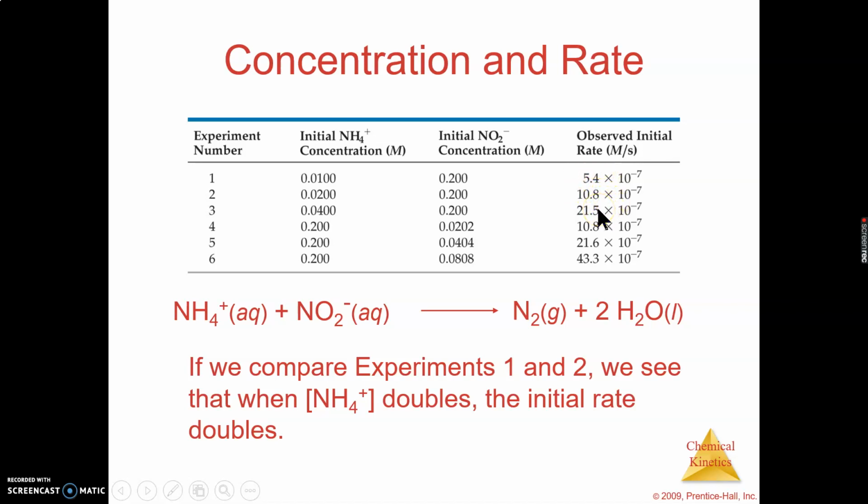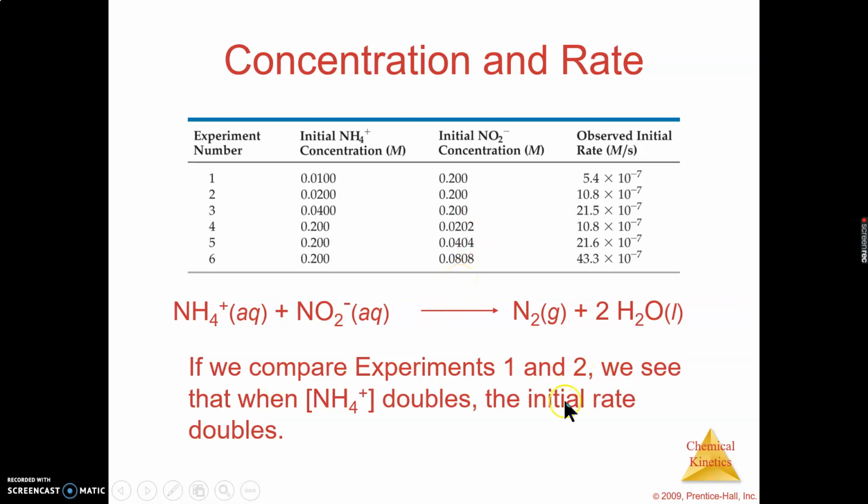So we can tell that there is a relationship between the concentration of NH4 plus and the rate of the reaction. So we know NH4 plus plays a role in the rate. And then when you look at experiments 4 through 6, you can see that NH4 plus stayed the same, NO2 minus was doubled, and when NO2 minus was doubled, we see the rate was also doubled as well. So we know NO2 minus has an effect on the rate. But notice we didn't change both at the same time.